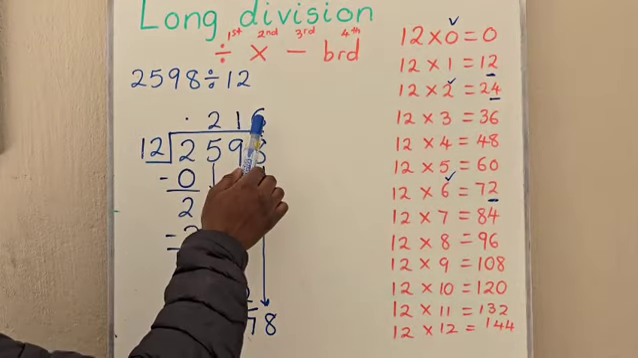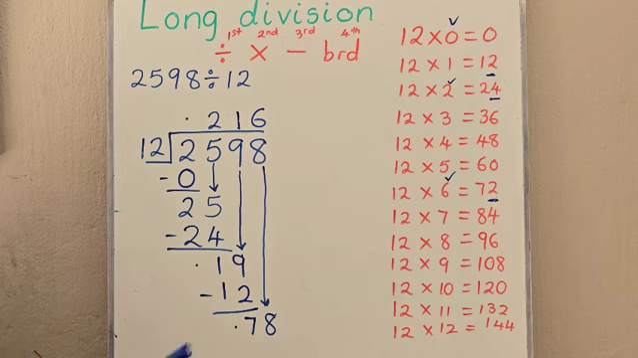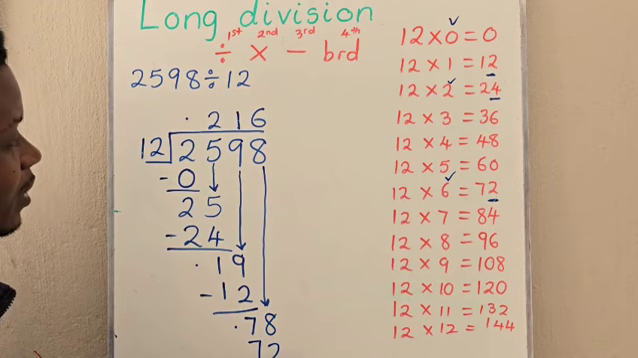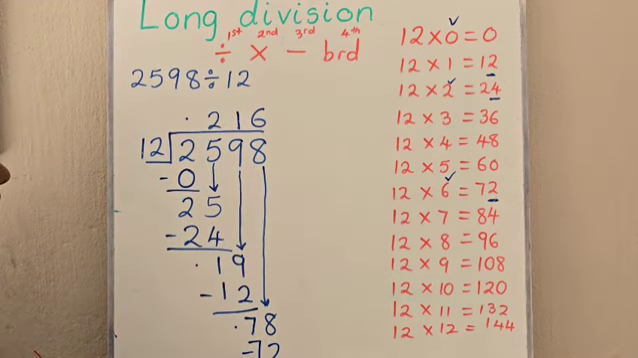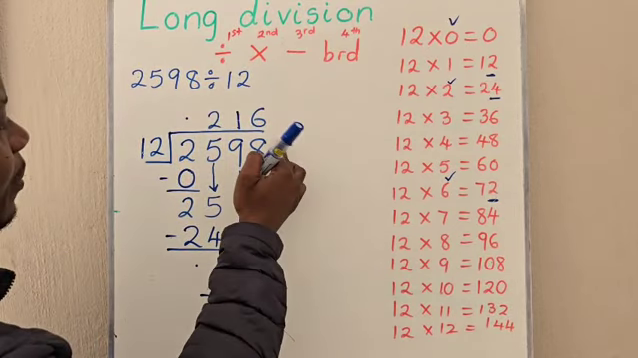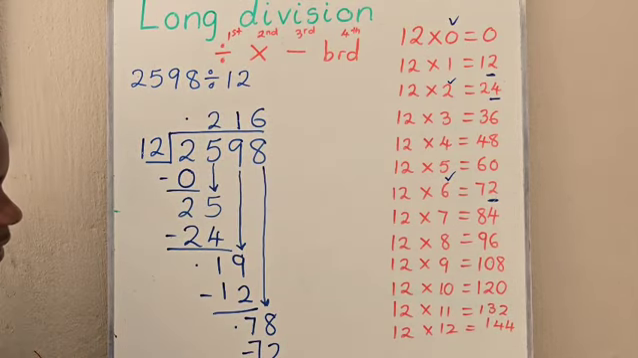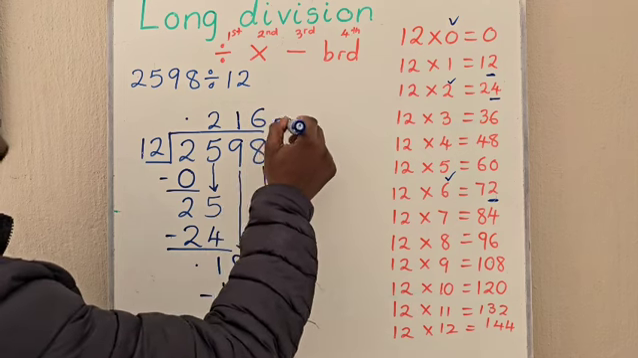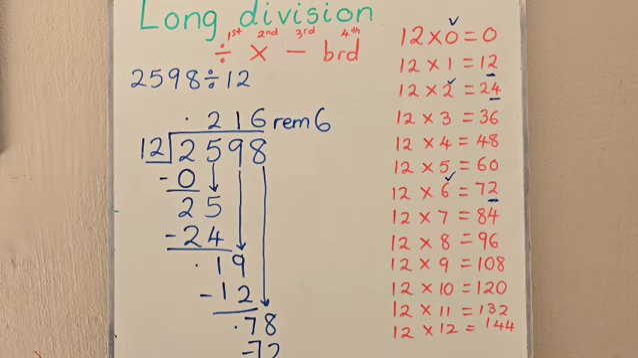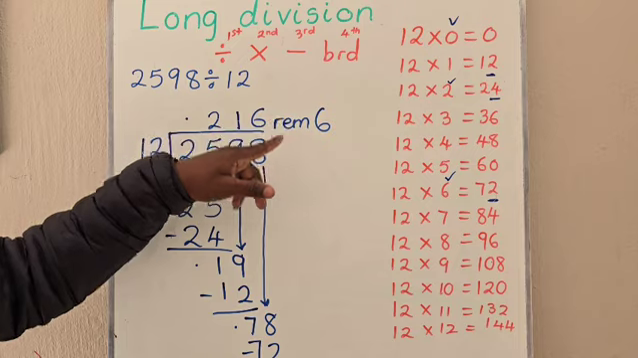The second step is to times. 6 times 12, if you don't know, it's written here. 12 times 6, it's 72. The third step is to minus. So 8 minus 2, that's 6. 7 minus 7, that's 0. The fourth step is to bring down. What am I going to bring down here? There is nothing. So this 6 is our remainder. So our final answer, when 2598 is divided by 12, we get 216, remainder 6.